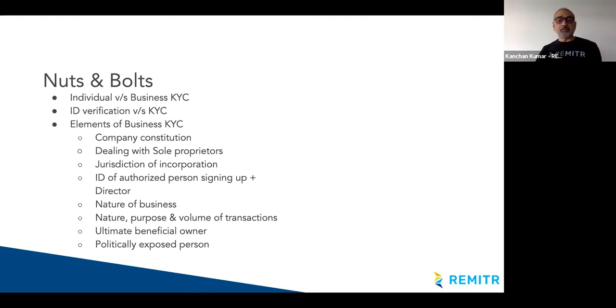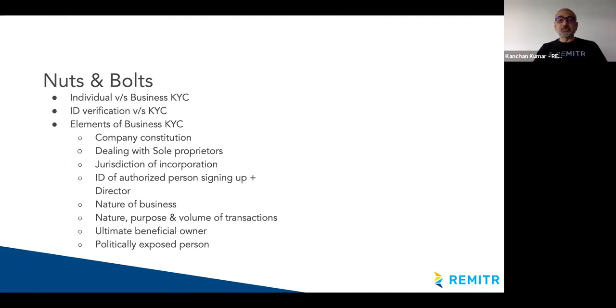Jurisdiction of incorporation is extremely important to capture. You need to ID the authorized person who's going to be using the system, which may or may not be the director or the owner of the company. You must get authorization from the director, and the person who is giving that authorization, which is typically a director on the board, would need to be ID'd as well, at least one of them. And again, different jurisdictions have different regulations around it. And we'll talk about that a little later.